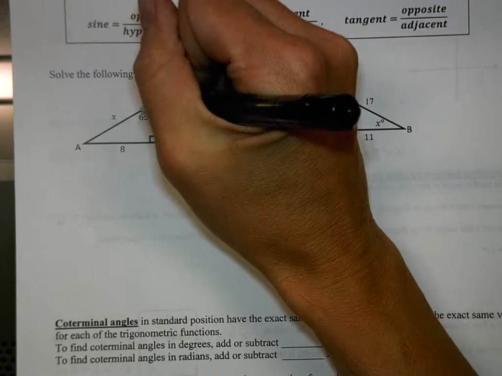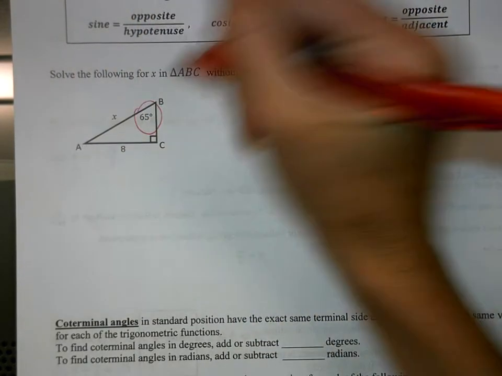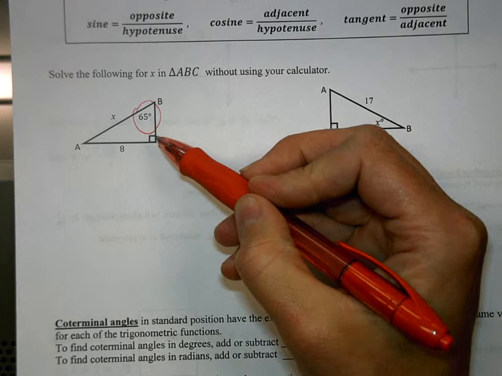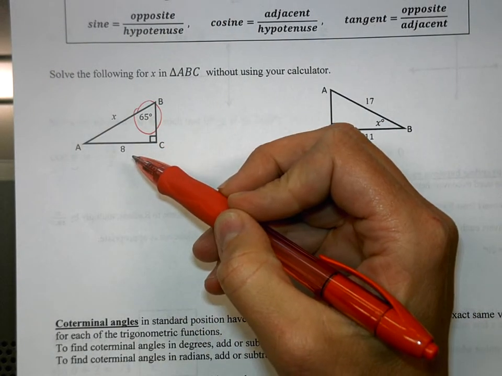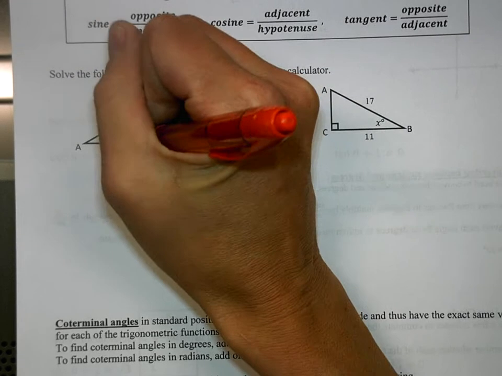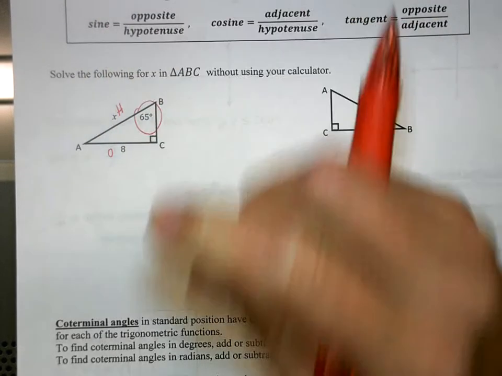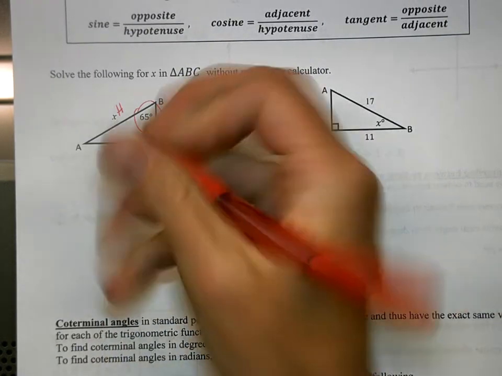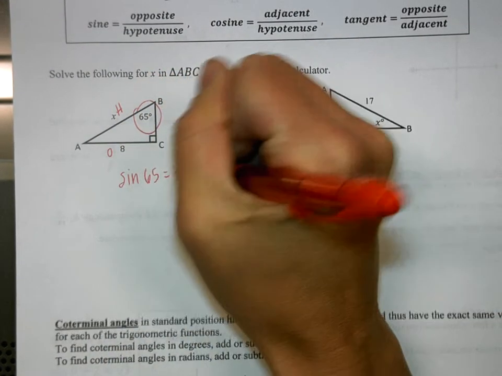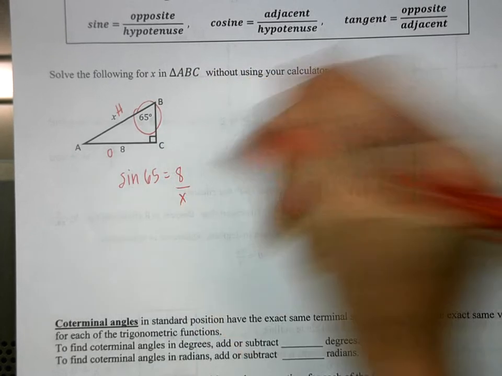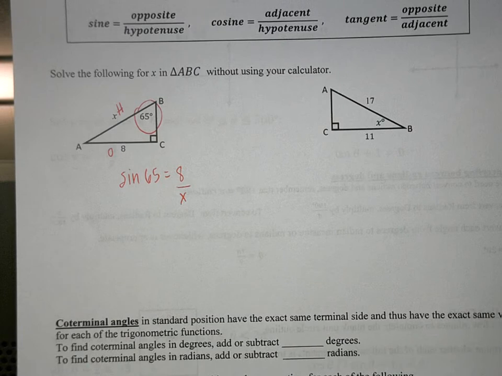So if you look here, you have 65 degrees. Based on this angle, we know 8 represents adjacent, opposite, or hypotenuse. Opposite. And the x represents the hypotenuse, so therefore, we are going to take the sine. So sine of 65 equals 8 over x. Now our goal is just to get x by itself. How do we do that?